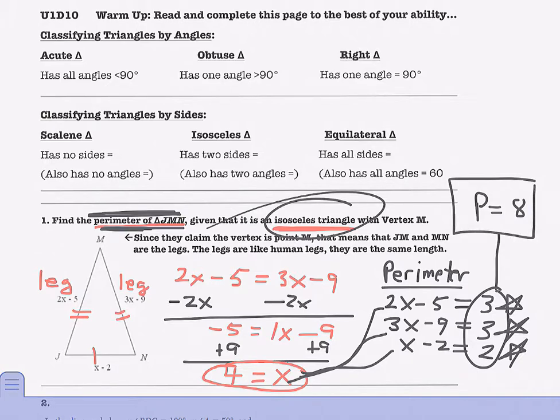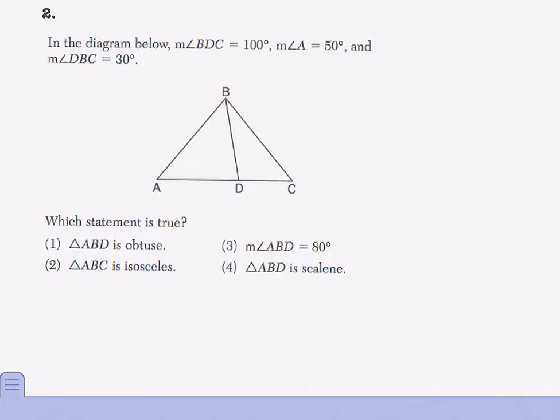All right, next question up. Read the question, pause the video, and try to answer this multiple choice question, and unpause when you're ready. Remember, it's always a good idea to take those measurements and put them into the angles in the picture.